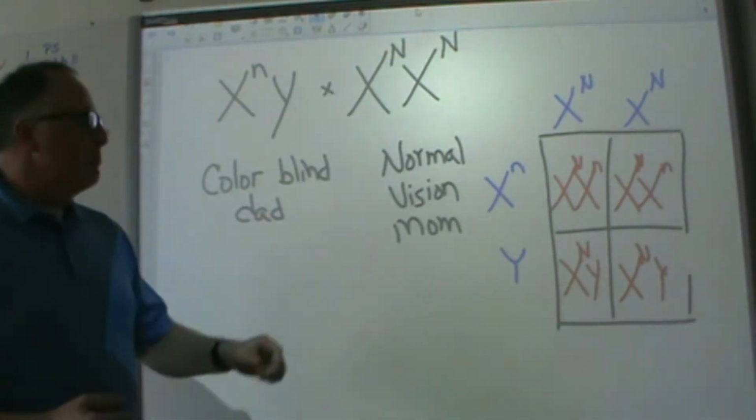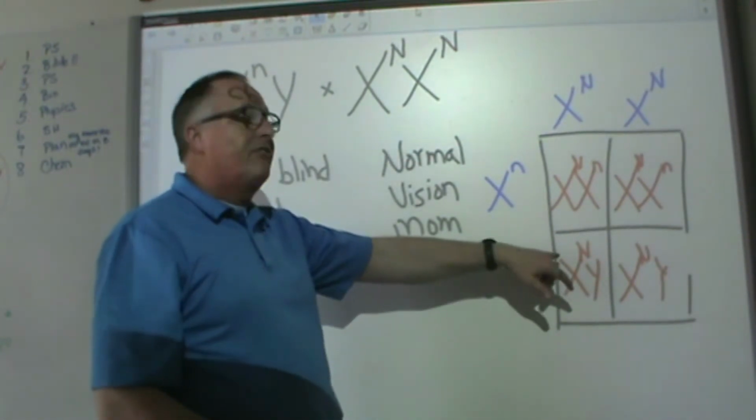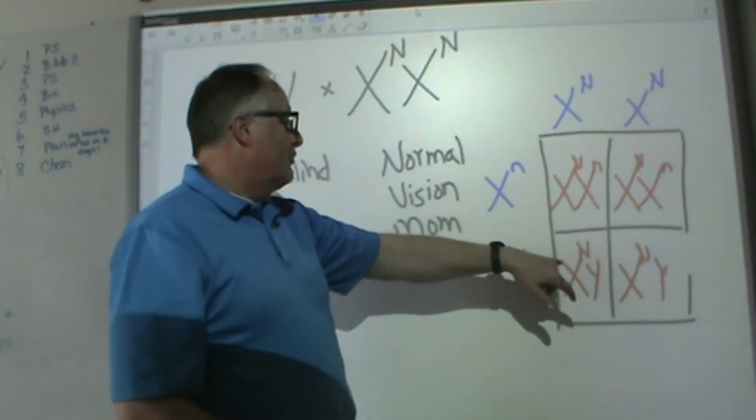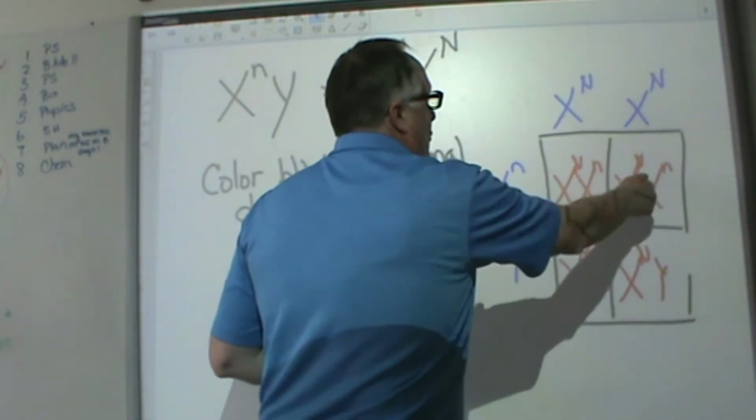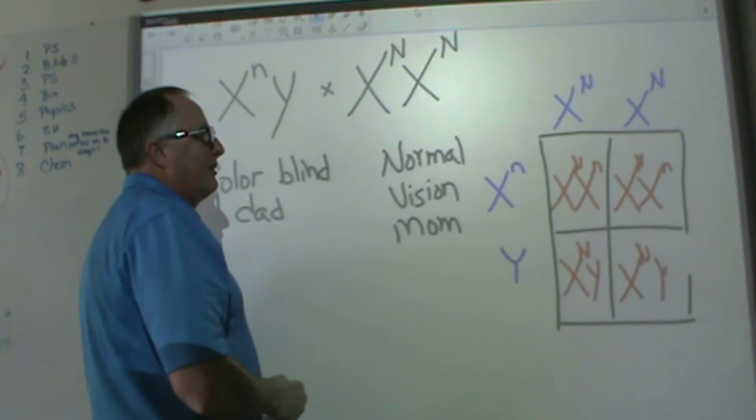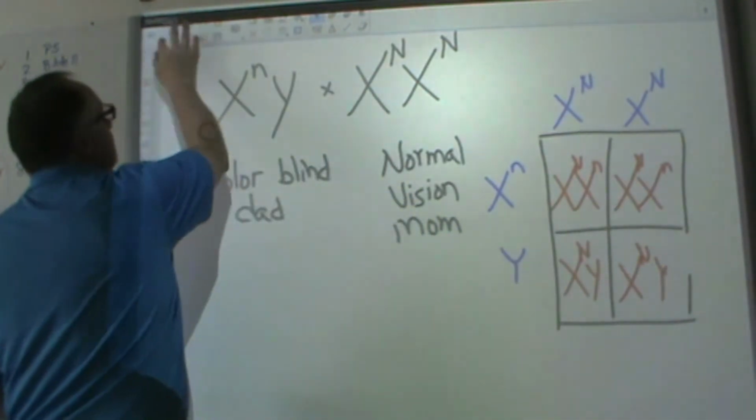Sons, men can't be carriers. They can't be normal vision but carry the allele. If they have the allele for colorblindness, they are colorblind. But women can carry the colorblind allele but have it masked by the dominant.